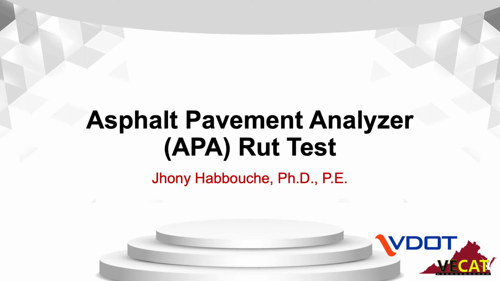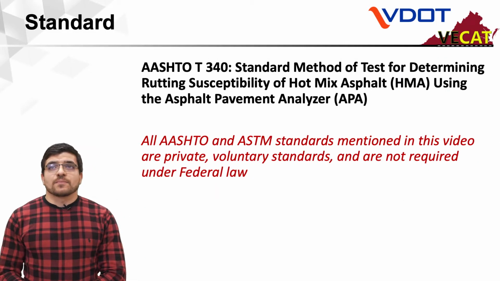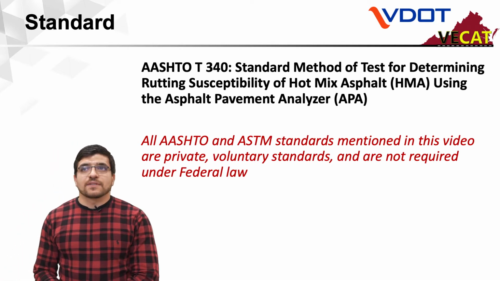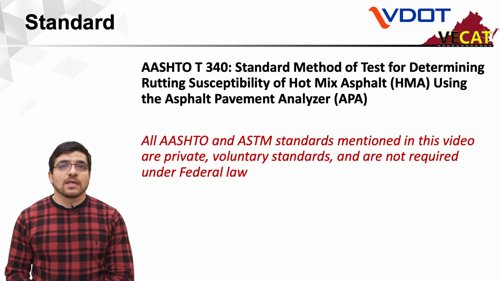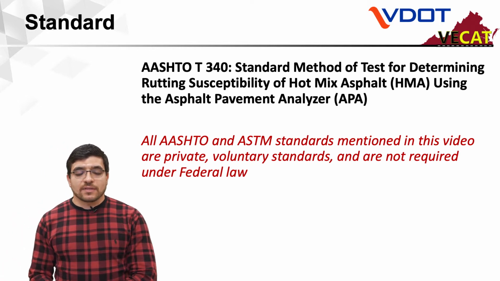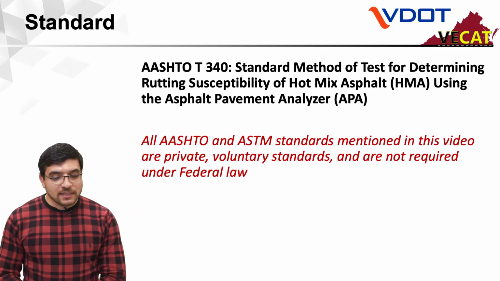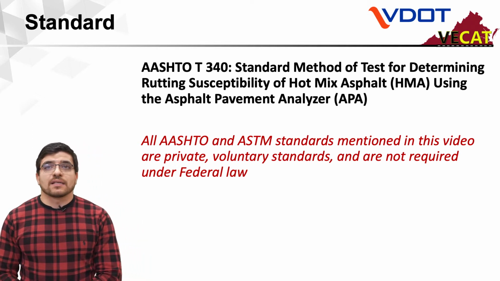I'll be discussing the performance test to evaluate the rutting performance of asphalt mixtures, the Asphalt Pavement Analyzer APA RUT test. This test is performed in accordance with AASHTO T340, standard method of test for determining rutting susceptibility of hot mix asphalt HMA using the Asphalt Pavement Analyzer APA. This method describes a procedure for testing the rutting susceptibility of hot mix asphalt using the Asphalt Pavement Analyzer APA.